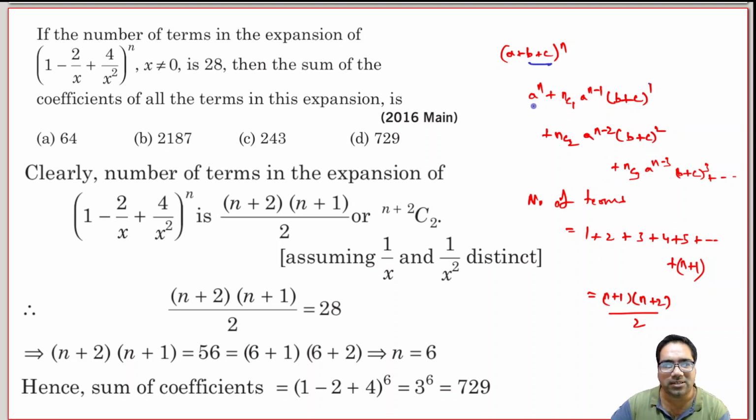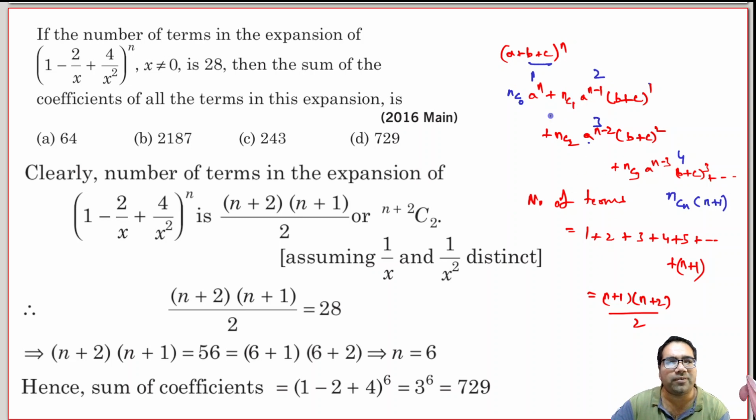Now here if you observe, there is a power n, which is only one term, for nC0. nC1 is split into two terms, a power n minus 1 into two terms. nC2 has (b plus c) whole square, which will have three terms, and a power n minus 2 into these three terms. nC3 is split into four terms, likewise, and nCn will be split into n plus 1 terms. So basically nC0 one term, nC1 two terms, nC2 three terms, likewise.